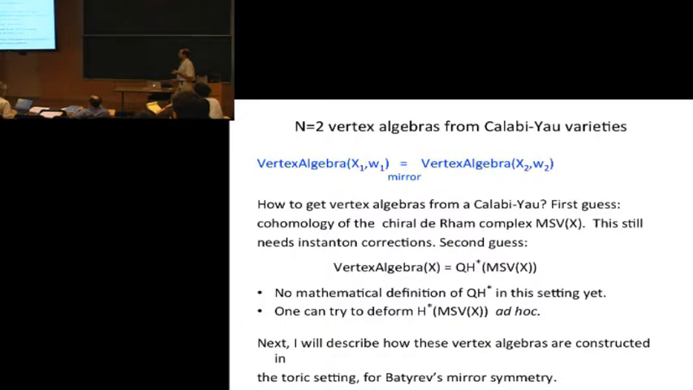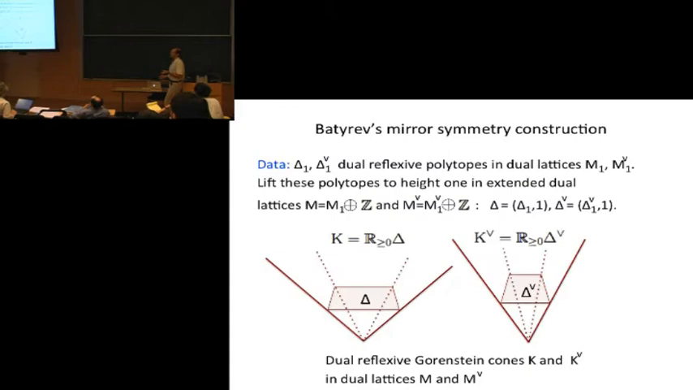All right. So next I'll describe how you construct these vertex algebras, just sort of the answer, missing all the definitions, in the setting of Batyrev's mirror symmetry. So I need to remind you what Batyrev's mirror symmetry is.